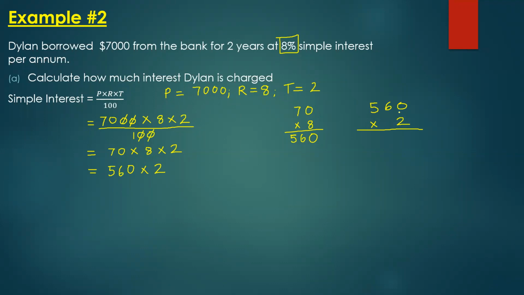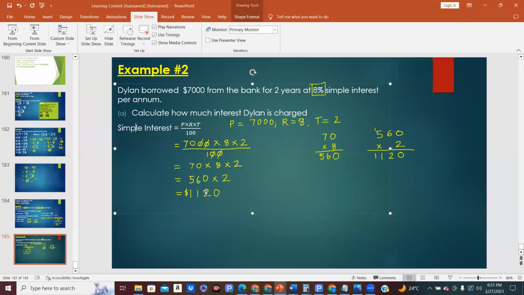So we have 2 times 0, which is what? 0. And then 2 times 6 is 12. 2 times 5, 10. 10 plus 1, 11. So we have the interest charges is going to be 1,120. All right, so that's its interest charges.